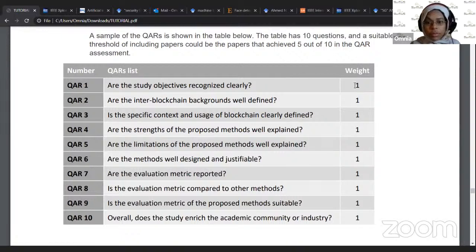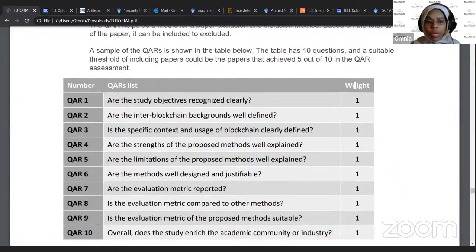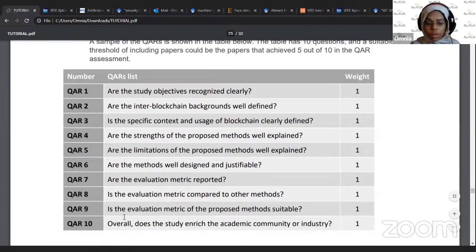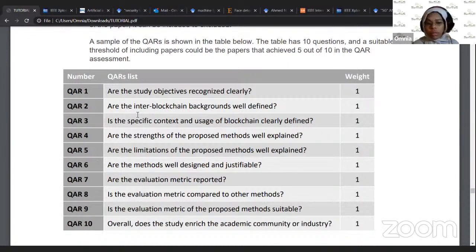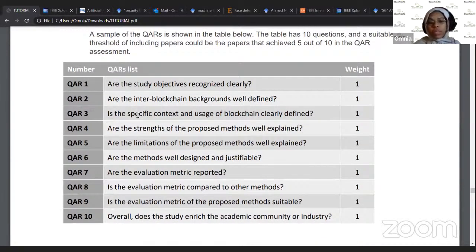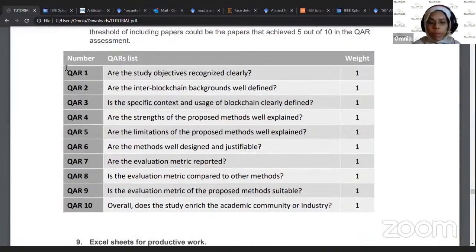Here we can see there are 10 research questions. So a good paper usually will be able to get at least 5 out of 10. So maybe this can be used as an exclusion mechanism. If a paper got a mark of 5 out of 10, that means it is good enough and acceptable. We can carry on in our research with it.